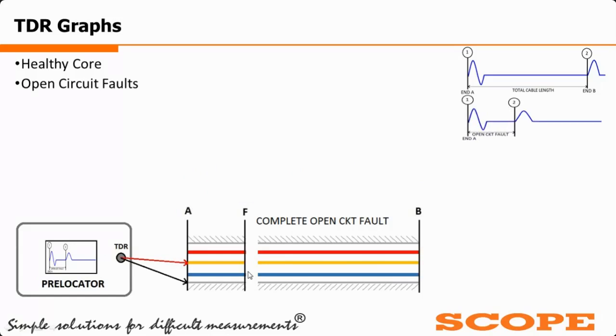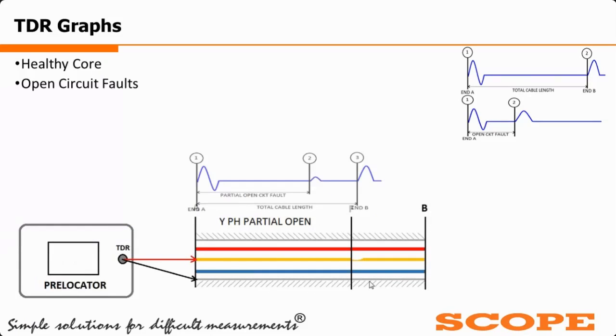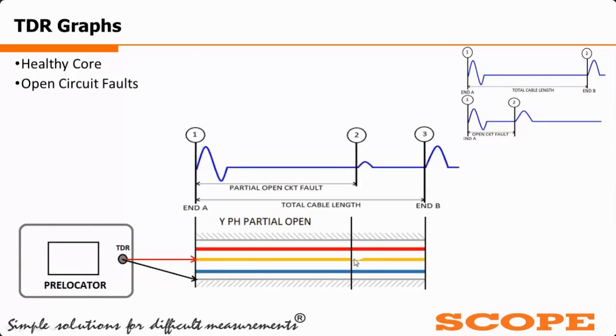The next one is the partial open circuit fault. In a partial open circuit fault, if some of the strands of the conductor have gone open, then due to this, a small positive amplitude is reflected into the graph. By placing the cursor as shown here, we can easily calculate the partial open circuit fault distance.